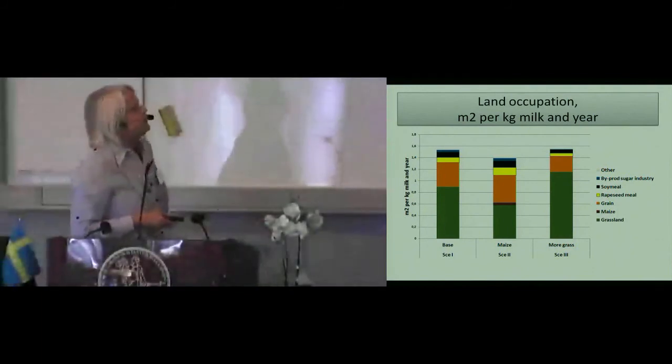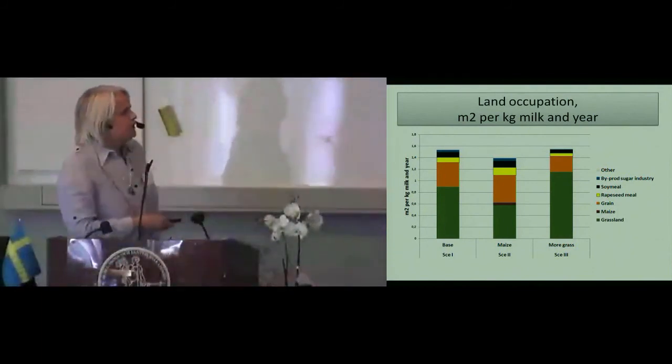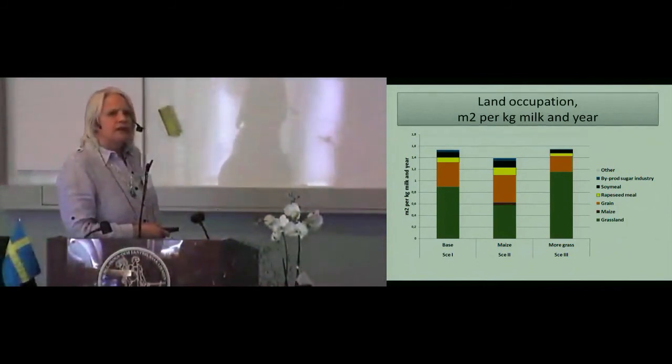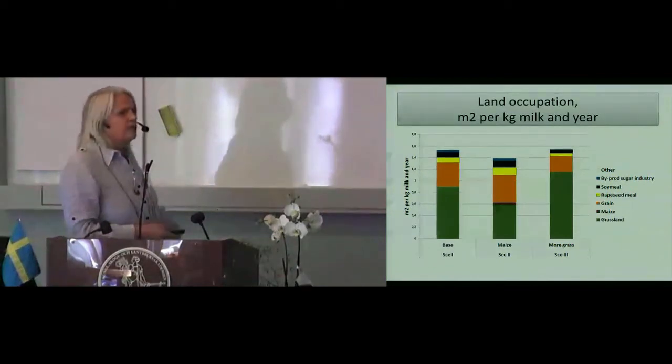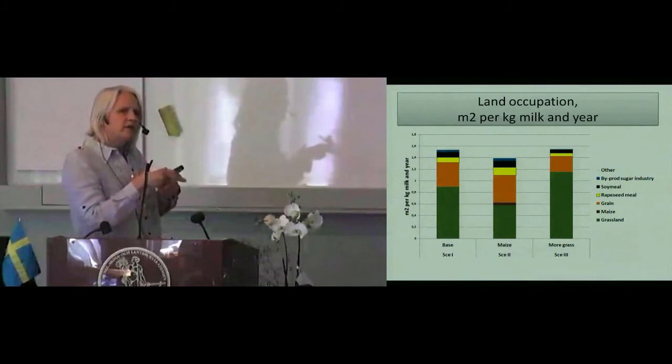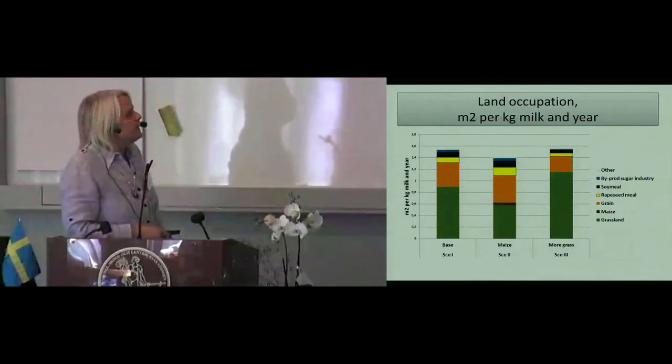There is another important thing here, and it's also that the maize alternative requires less total arable land to produce the same amount of milk. And if we had put this in Öland, in the south or east of Sweden, where it's quite dry and it's not so good for grassland, but it's good for maize, I think the differences would have been bigger in the land area to produce 1 kilo of milk.